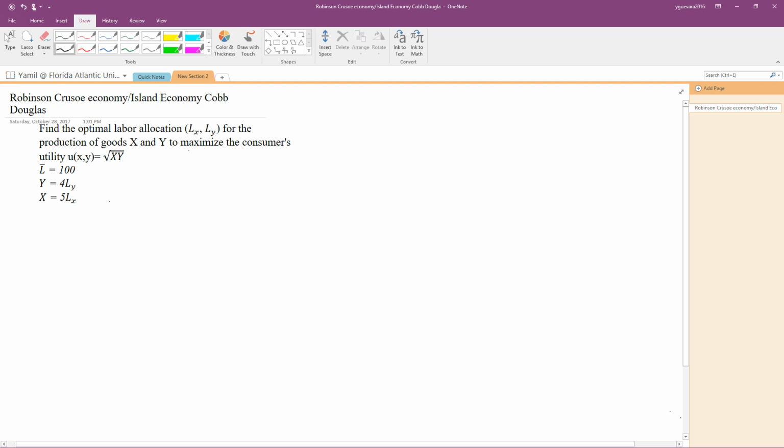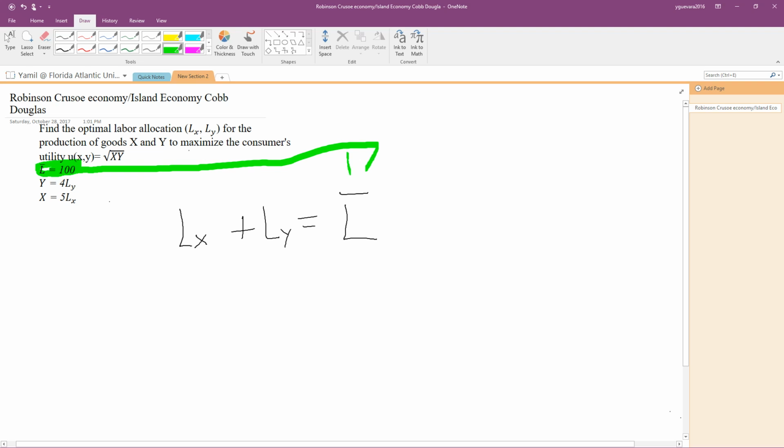First step is to write down our PPF equation, which is as follows. You need to memorize this one. Lx plus Ly equals the endowment of labor. And it so happens that we know our endowment of labor. It's given. So we're going to plug that value into here.